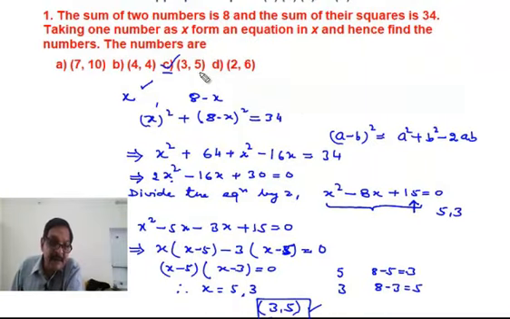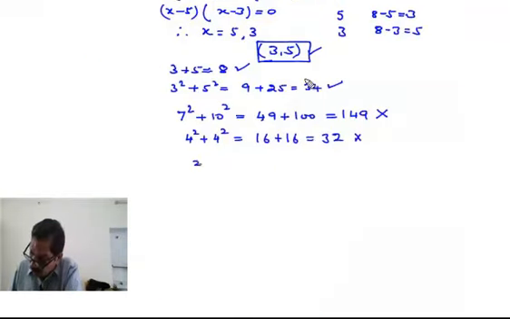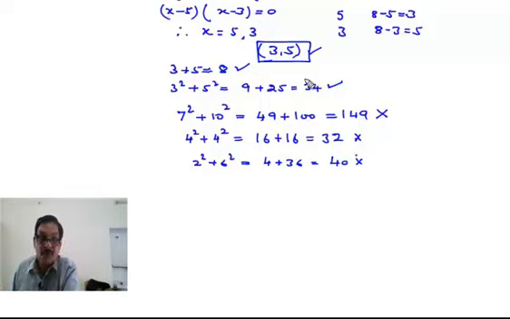Third, we have already seen that it is the correct one. And fourth, the sum of course is 2 plus 6 is 8, but when we take the squares and add, then 2 square plus 6 square gives us 4 plus 36, which is equal to 40. And hence this option is also wrong.